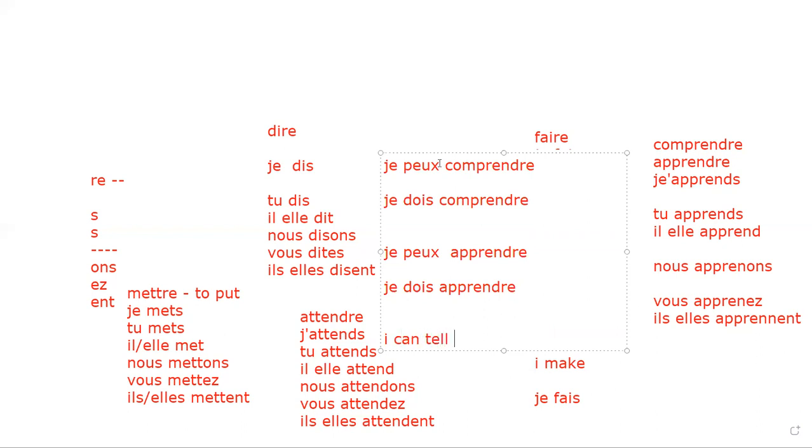So team, now you can make sentences and you will say, I can tell. Simple, just say I can tell. Je peux. Is it clear to you, team? Yes, sir. I think these are very important verbs of French.